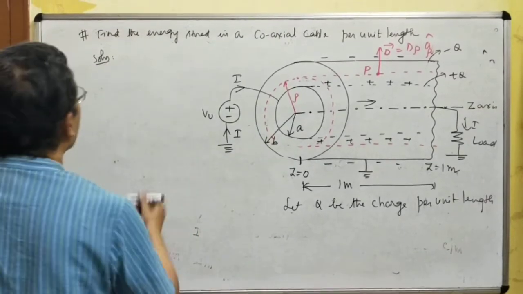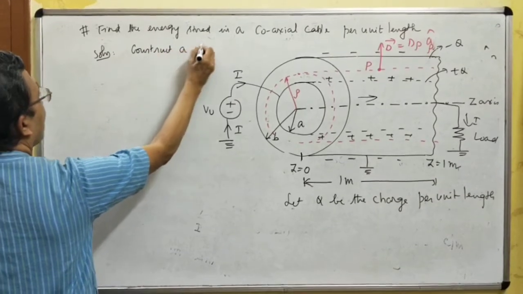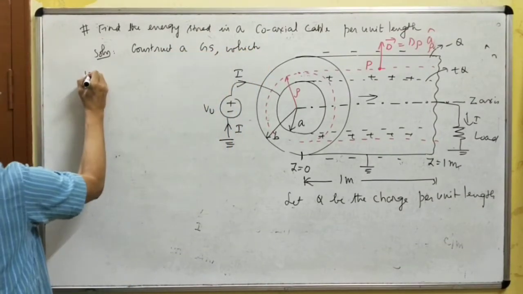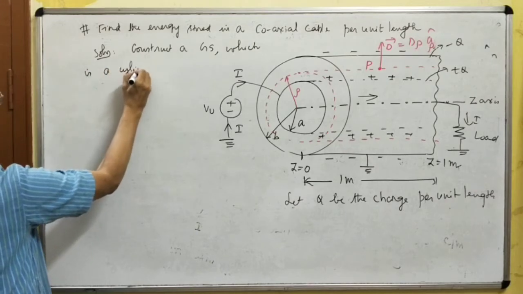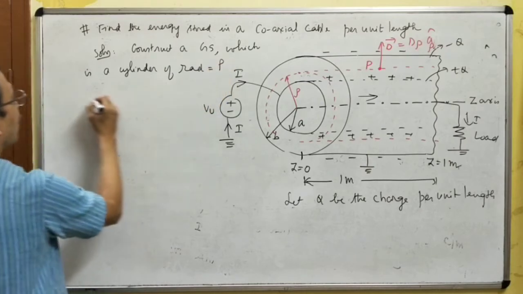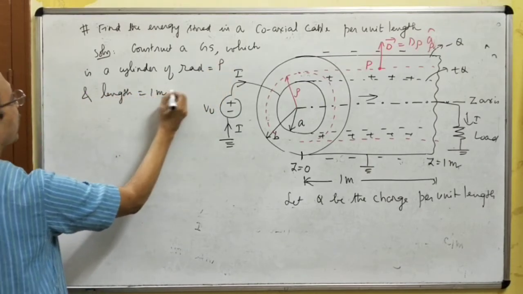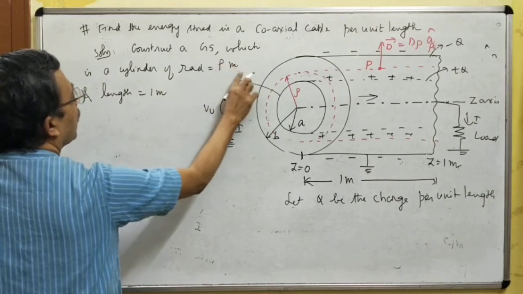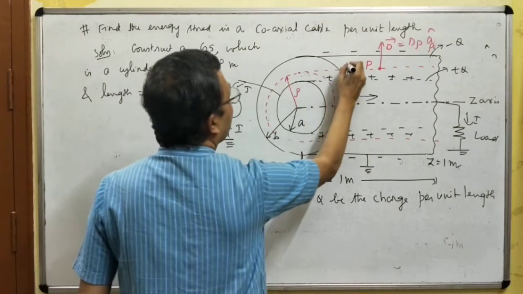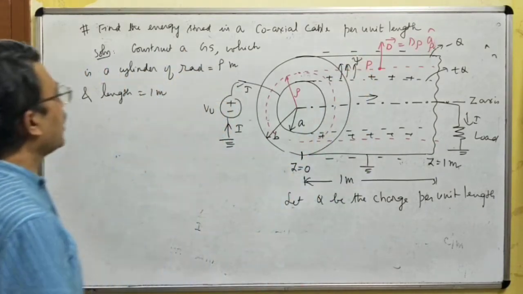So I will say construct a Gaussian surface which is a cylinder of radius equal to rho and length equal to 1 meter. Radius rho meters and length equal to 1 meter. These are the sample flux lines that are coming out of the Gaussian surface.